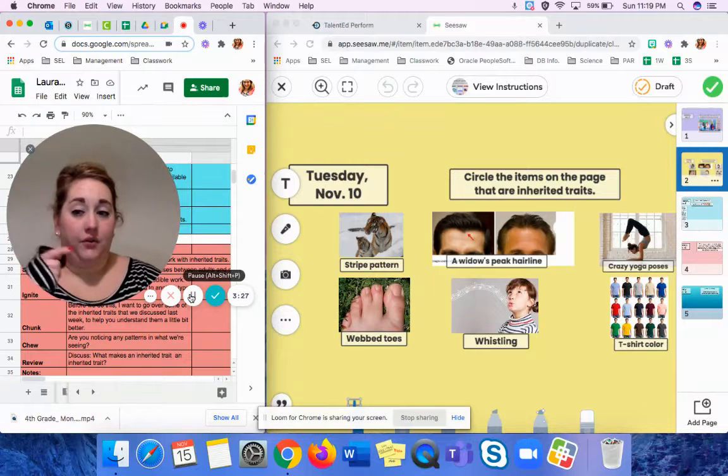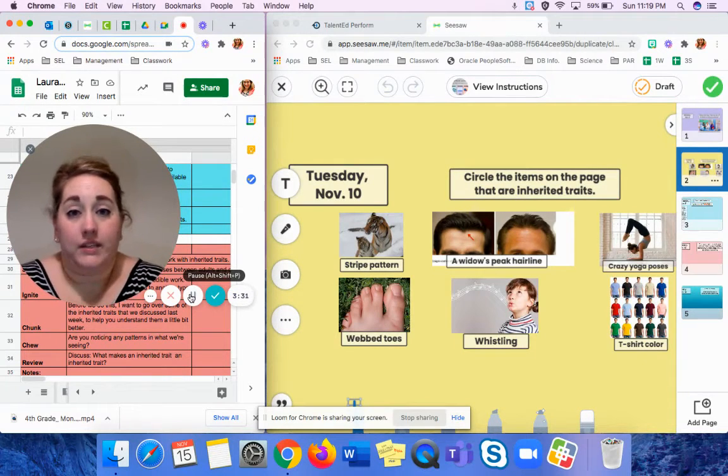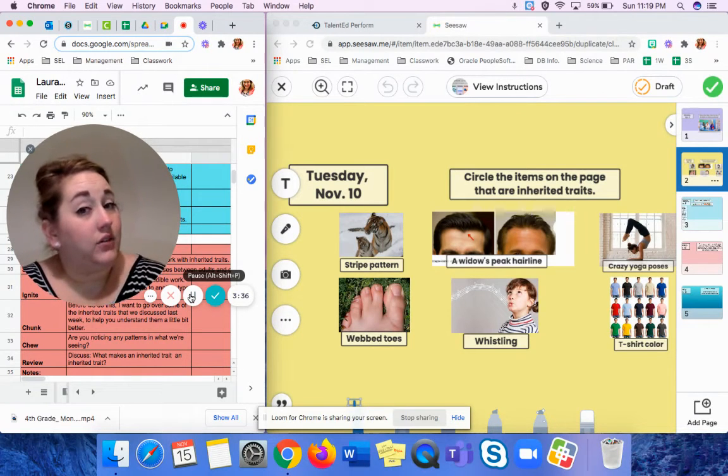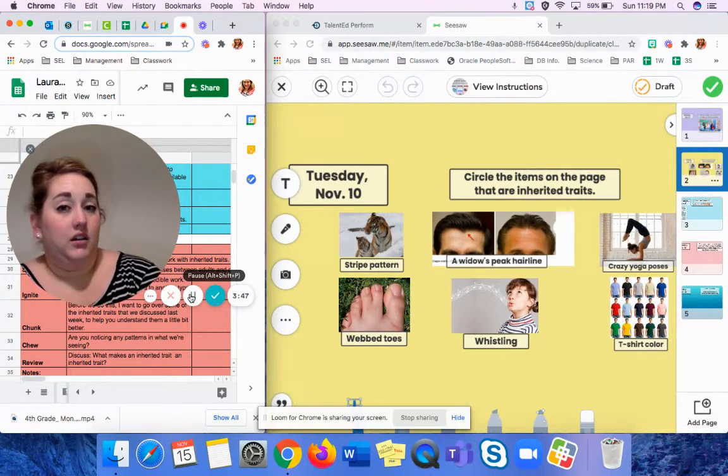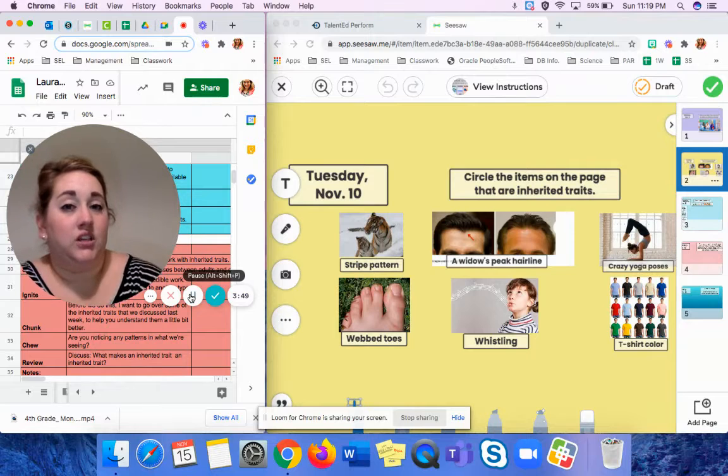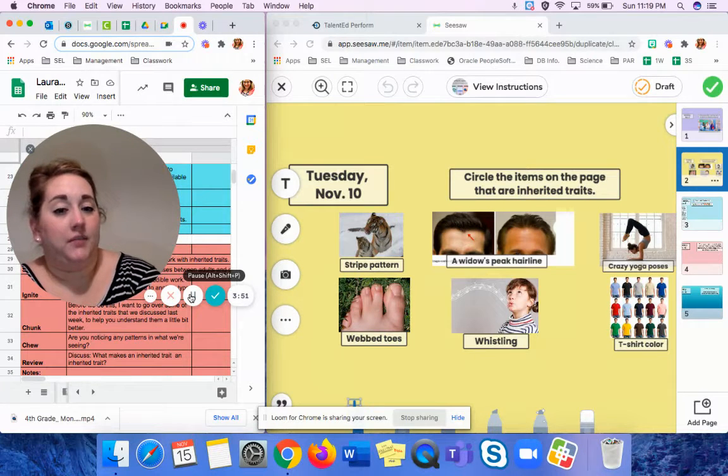Next to that photo, we can see a little girl whistling. Now, is that an inherited trait, or is that just a skill one can acquire? That is a skill one can acquire, and that actually kind of leads us into our next topic of conversation. So I'm going to push pause on that.